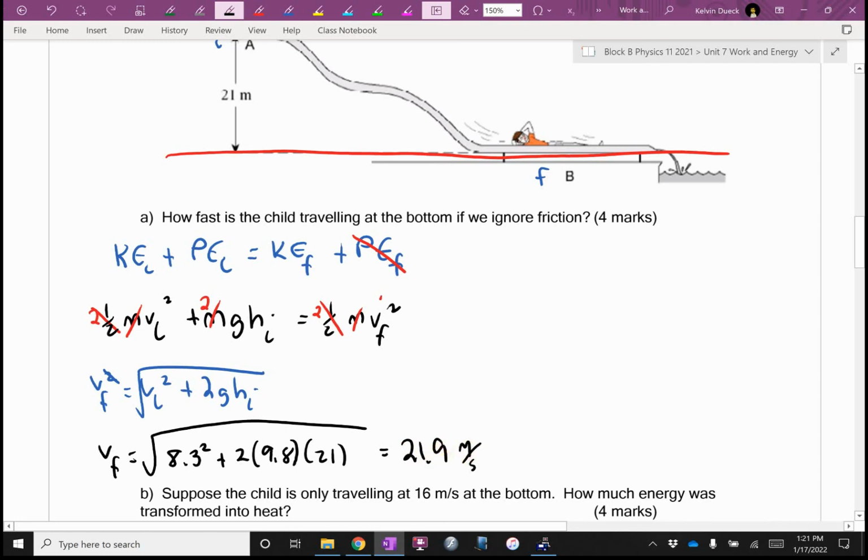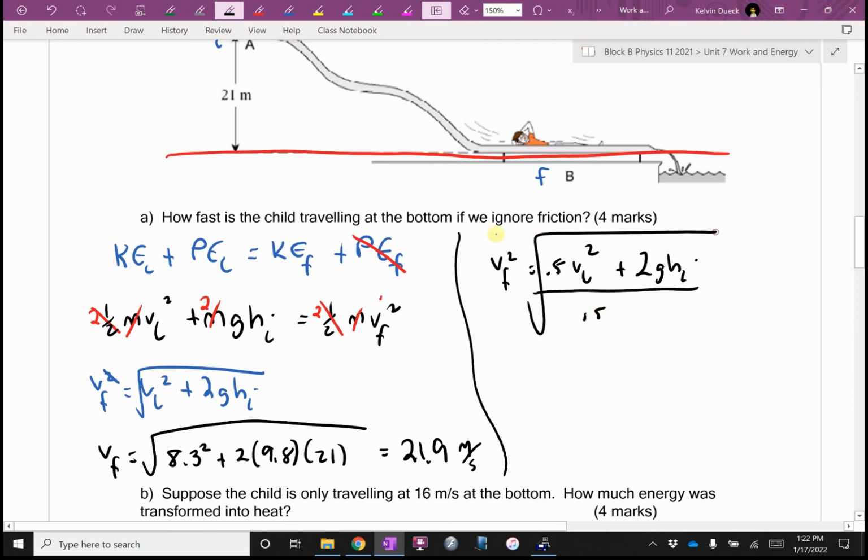If you got that, I would give you 4 out of 4. Otherwise, 1 mark for each of these lines. But I did say I would show you, if you didn't do the multiply by 2 trick, you would divide everything by 0.5. You would have Vf squared equals 0.5 Vi squared plus 2 GH initial, and you would divide by 0.5, and then you would square root. That'll get you there too. It's the same thing.